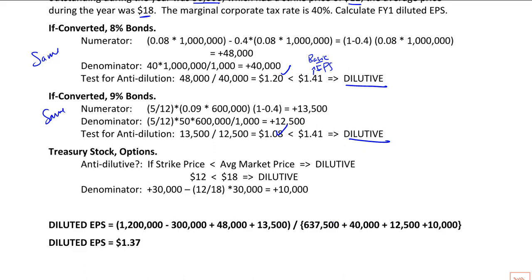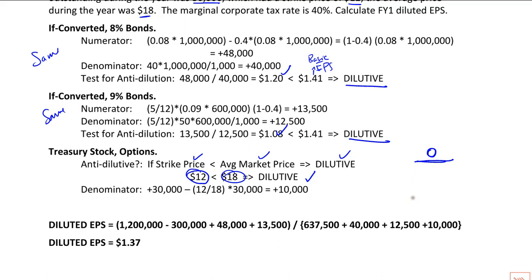Okay. If the per share effect had been over $1.41, we would have said anti-dilutive and excluded it. Now, what's the test for stock options? If the strike price is less than the average market price, then it's dilutive. So here we were told the strike price is 12, average market price was 18, so we conclude dilutive. That means we're going to include it. Now, if it's a warrant, the numerator effect is always 0.